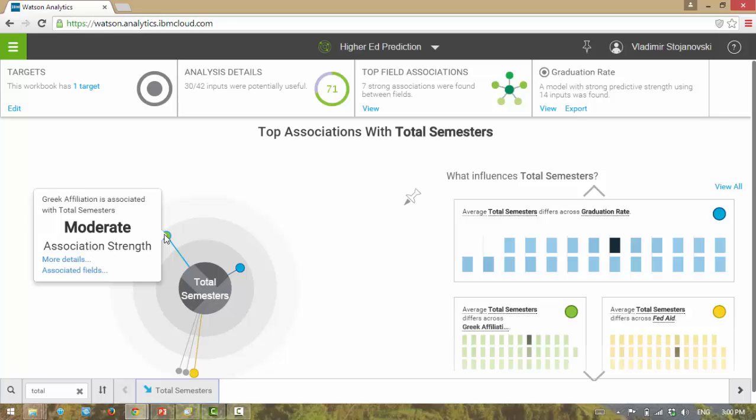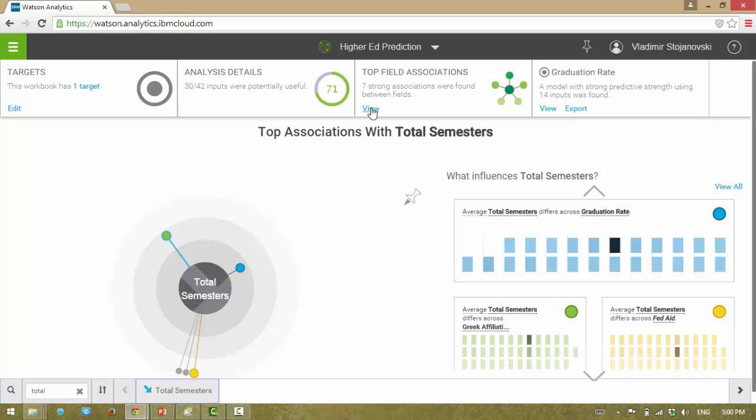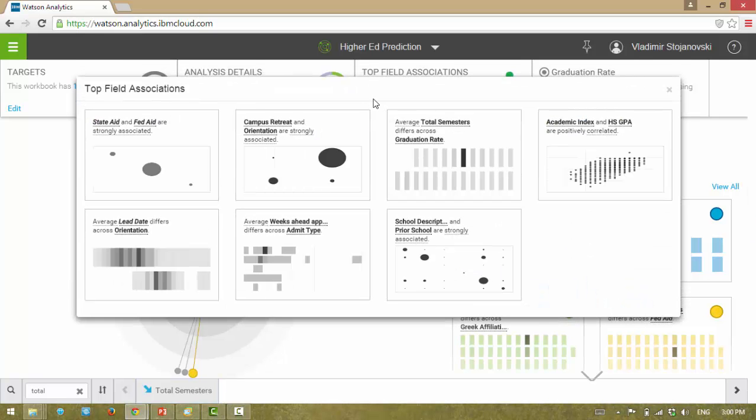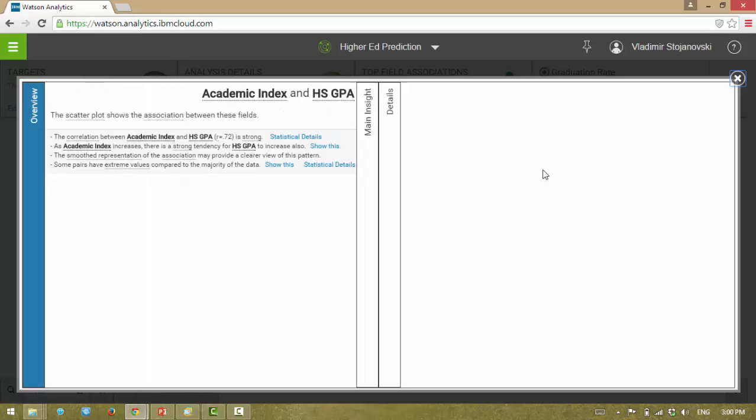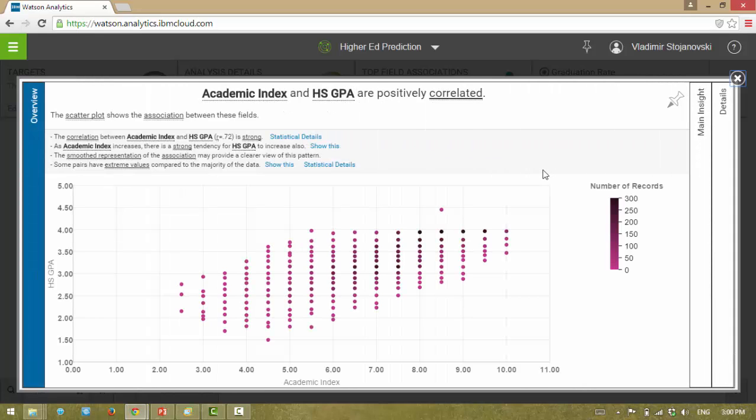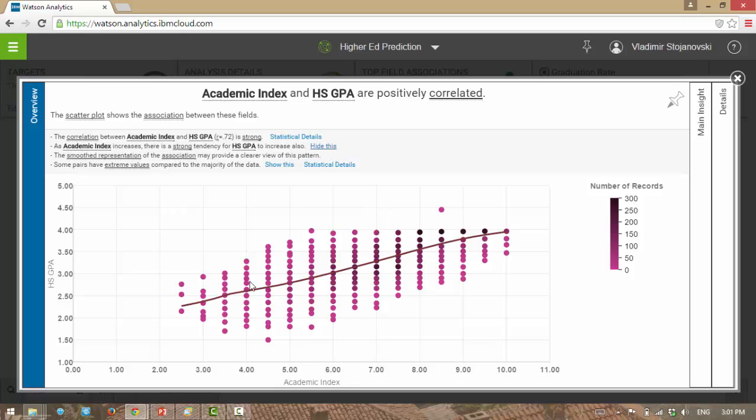In addition to being able to tell us what is driving certain outcomes, Watson Analytics also gives us top field association. So regardless of what we're trying to predict, Watson Analytics will give us other interesting points in the data. Let's take a look at a couple of examples. So academic index and high school GPA are positively correlated. And this chart gives us that correlation. We can see that we could probably draw a trend line right here. And as a matter of fact, we'll go ahead and show a trend line here. So that's the trend line.